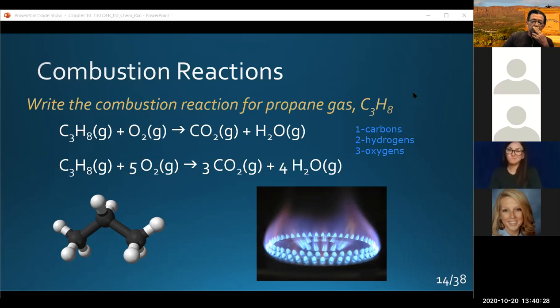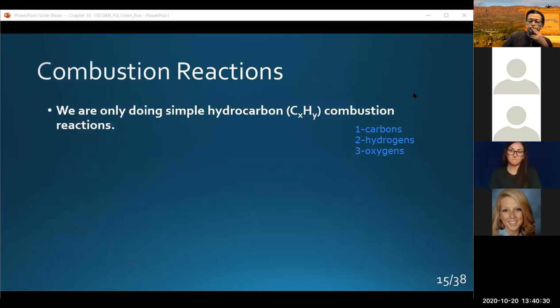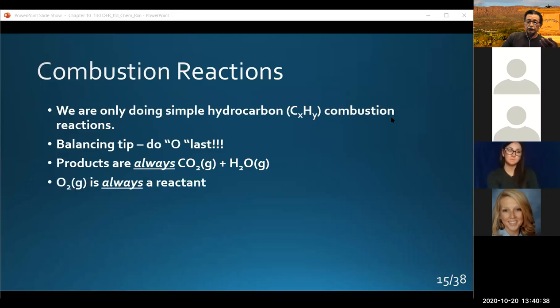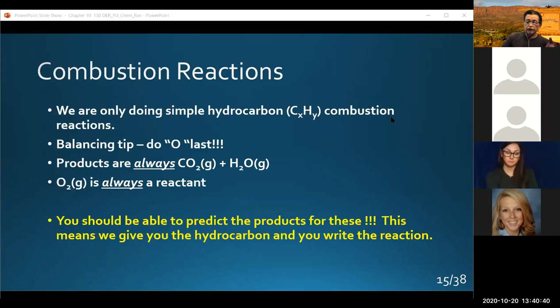Okay. All right. Now, just let me clear this up a little bit. This is basically what I just told you about balancing. Okay, hydrocarbons, simple hydrocarbons. You do the carbons first, followed by the hydrogens, followed by the oxygens. Okay, and you always end up with a balanced chemical reaction.